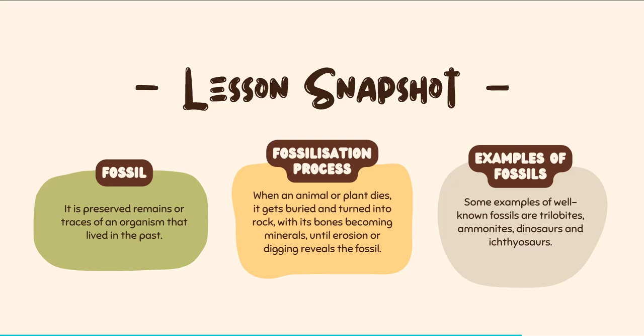So let's wrap up today's lesson. We learned about the fossilization process and examples of fossils. Fossils are preserved remains or traces of an organism that lived in the past. Fossilization is a process where, when an animal or plant dies, it gets buried and turned into rock, with its bones becoming minerals until erosion or digging reveals the fossil. Some examples of well-known fossils are trilobites, ammonites, dinosaurs, and Ichthyosaurus.